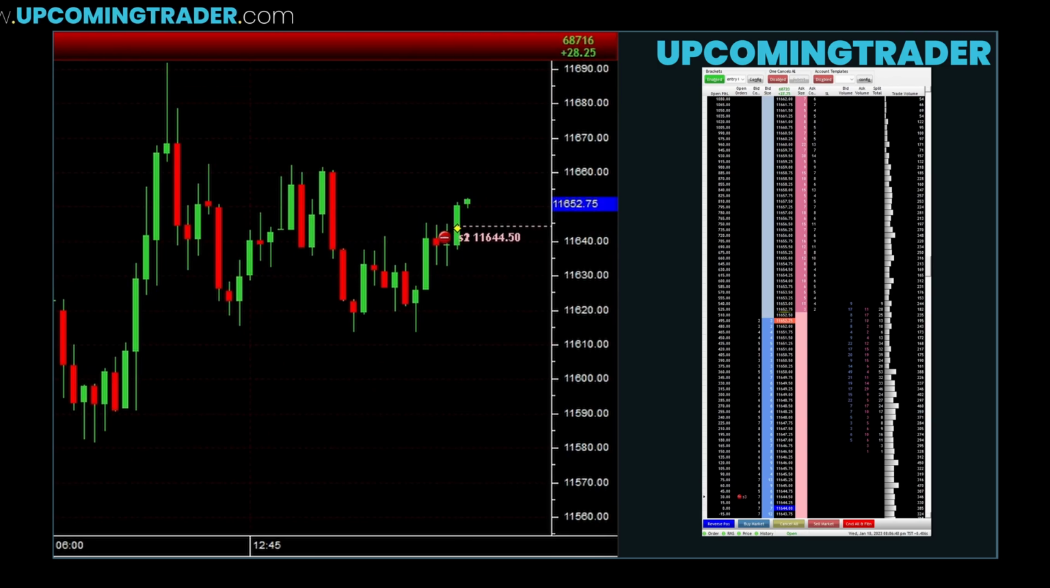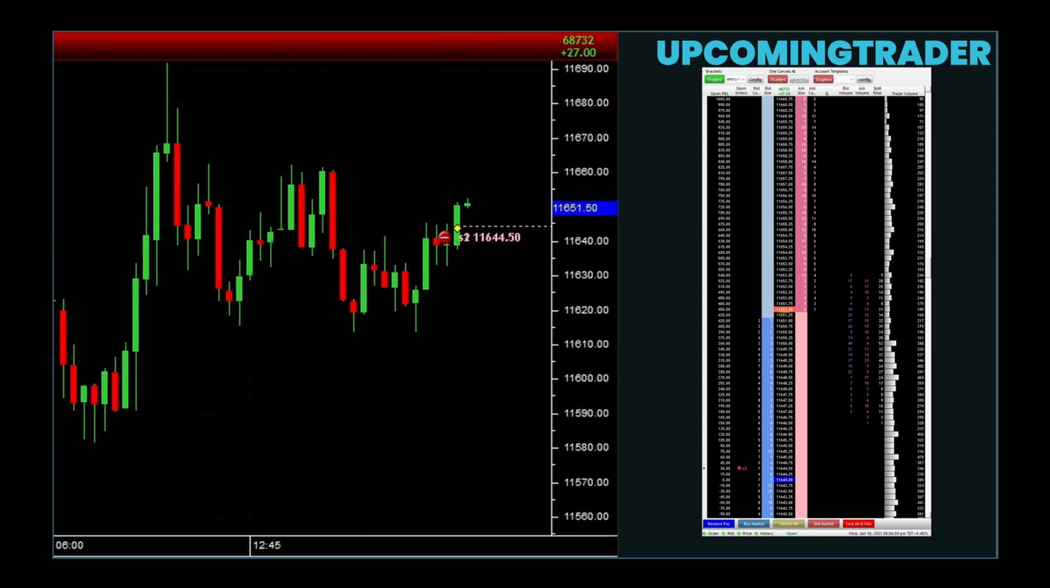Flags and pennants are short-term continuation patterns that form after a sharp price movement, called the flagpole. A flag is a rectangular pattern that slopes against the prevailing trend, while a pennant is a small symmetrical triangle that forms after the flagpole. Both patterns indicate that the price is taking a brief pause before continuing in the direction of the original move.